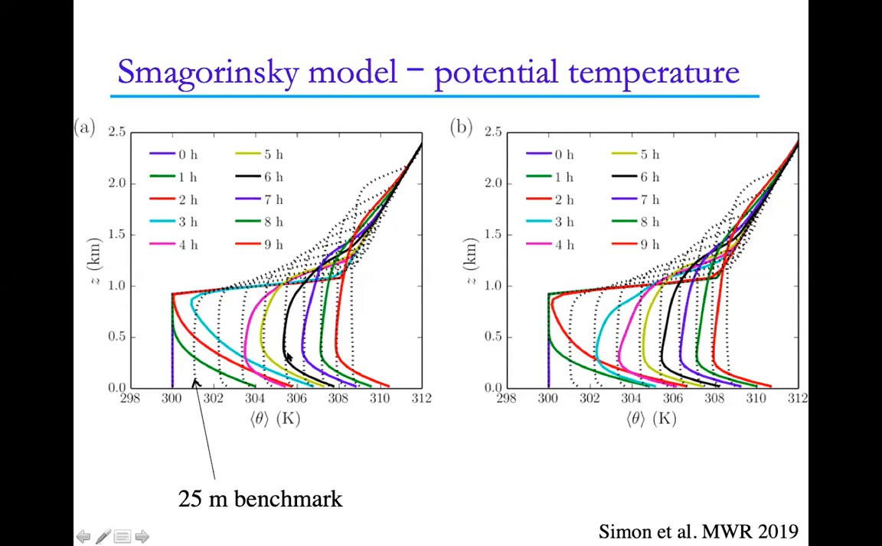And the colored lines are the results using the Smagorinsky model at 1 kilometer resolution. So you can see some errors in the prediction here and a really big delay in the development of the mixed layer. On the right is the same thing with just a different Smagorinsky coefficient, just to see if we could tweak the model and get it to behave better, but not really.